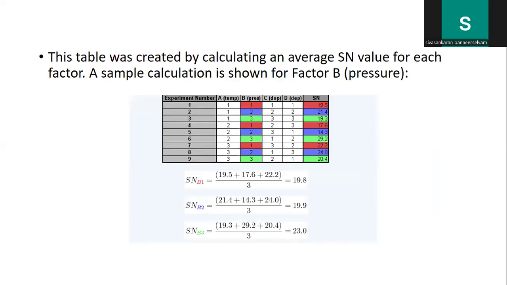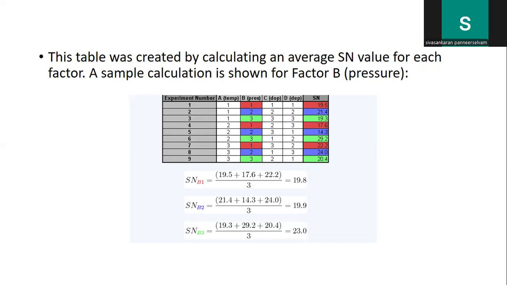So for this, we need to find out the signal to noise ratio. This table is created for calculating the signal to noise ratio for every factor. Let us see a sample calculation for factor B, pressure. How to calculate the signal to noise ratio? Take experiment number 1 in pressure, then experiment number 4 and experiment number 7. Take the average divided by 3.